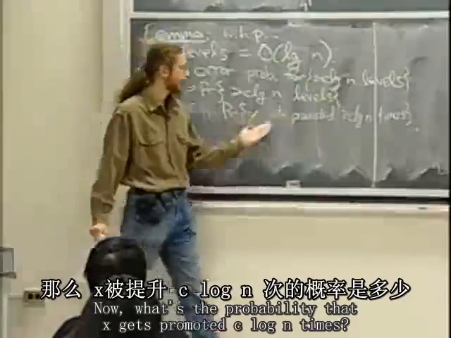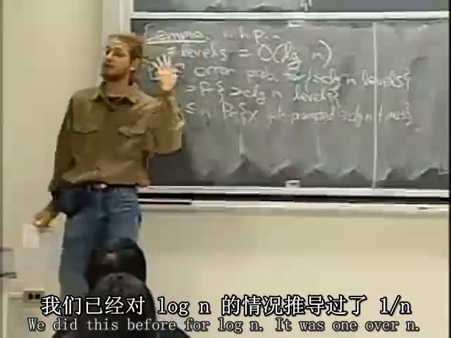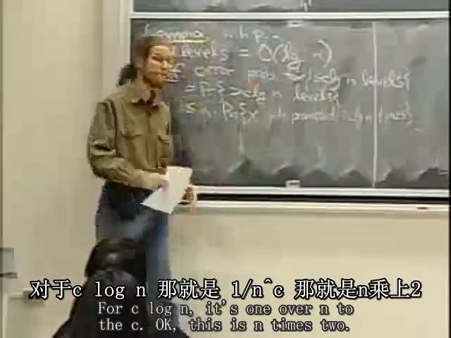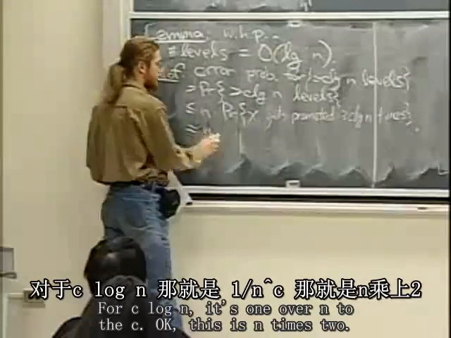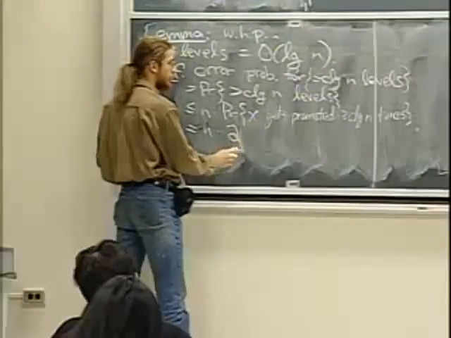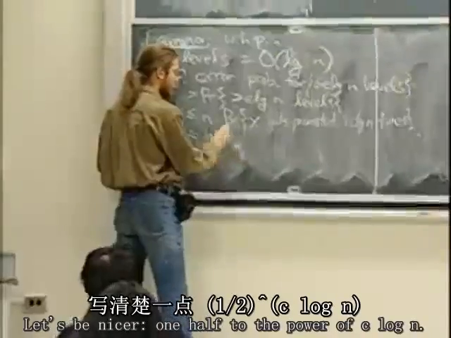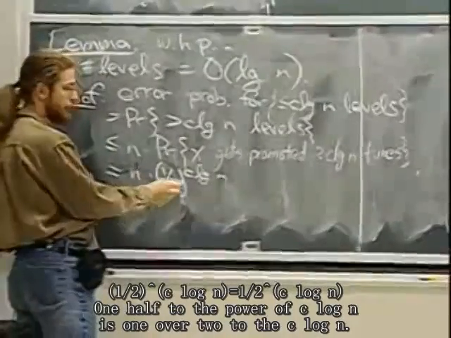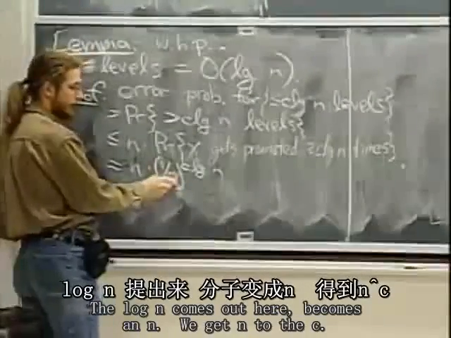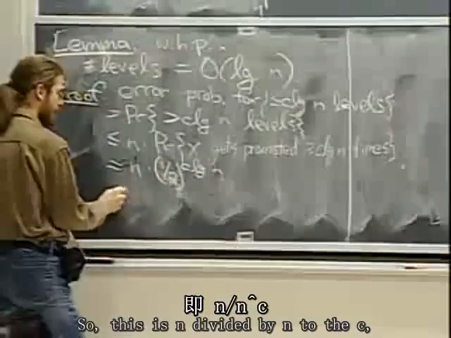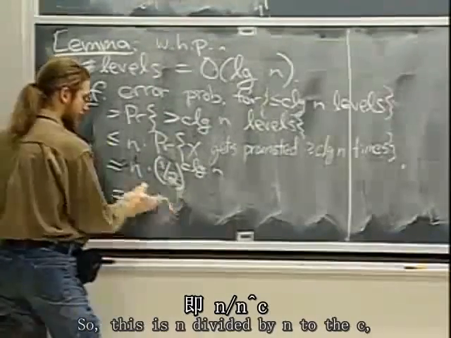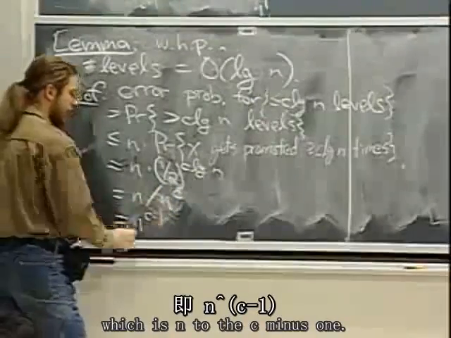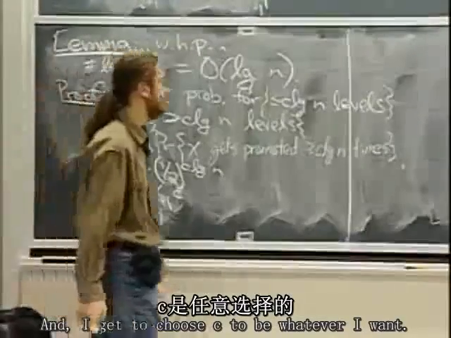Now, what's the probability that x gets promoted c log n times? We did this before. For log n, it was 1 over n. For c log n, it's 1 over n to the c. Okay, this is n times, let's say, to be nicer, 1/2 to the power c log n. 1/2 to the power c log n is 1 over 2 to the c log n. The log n comes out here, becomes an n. We get n to the c. So this is n divided by n to the c, which is 1 over n to the c minus 1. And I get to choose c to be whatever I want.